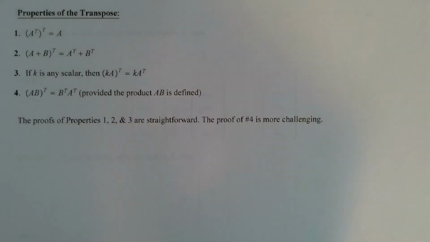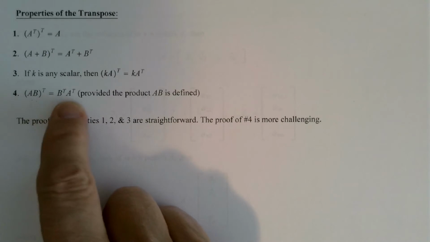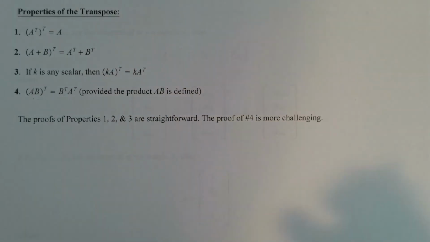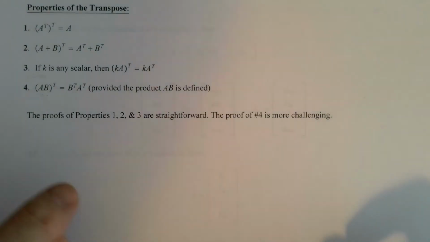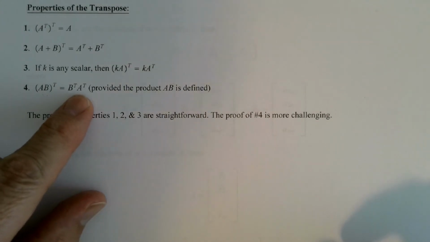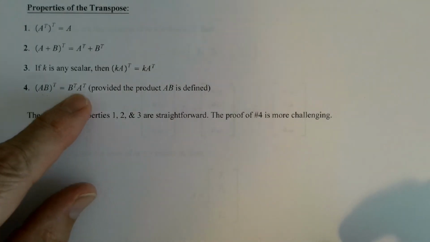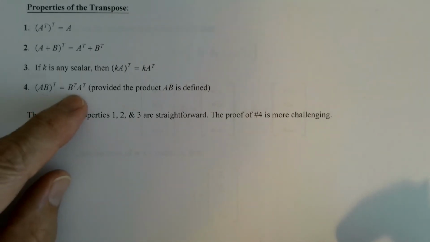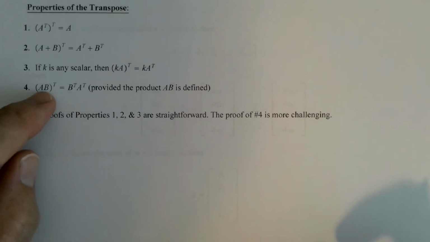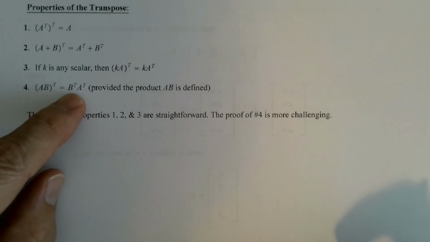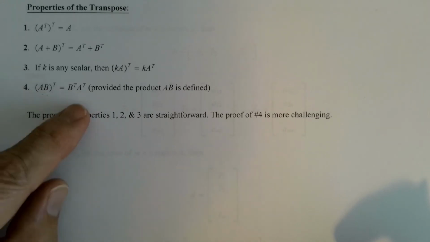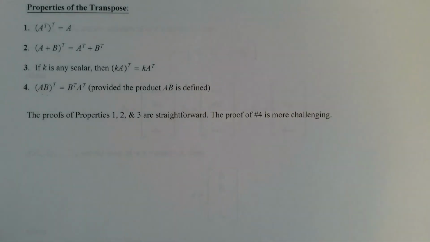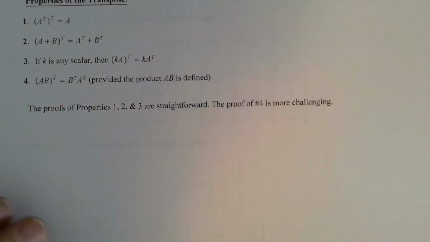Now you say, why did I write it B transpose A transpose? Why isn't it just A transpose B transpose? Well, remember, matrix multiplication is not commutative, so B transpose A transpose is not necessarily the same thing as A transpose B transpose. And in fact, it has to be in this order. It has to be in this order. So if you have a product AB and you transpose it, you get the transposes of those individual matrices multiplied in the reverse order.